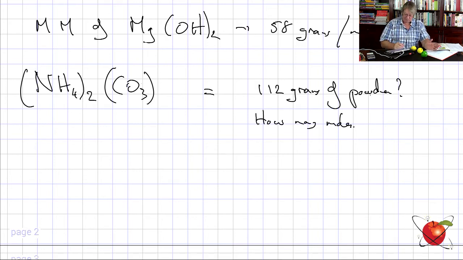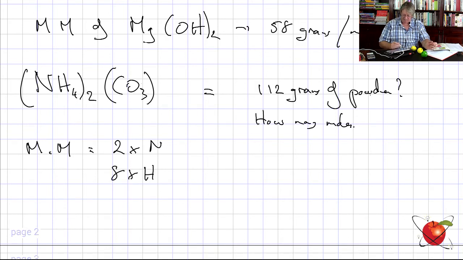What do we always do? We go and we say molecular mass of it. Right, now let's have a look. We've got a 2 outside the bracket, which means I've got 2 N atoms. I've got 8 H atoms, 1 C, and 3 O's. So if I split it up, there's 2 N's, 8 H's, 1 C, and 3 O's inside this compound, right? This mixture's got that in it, hasn't it?